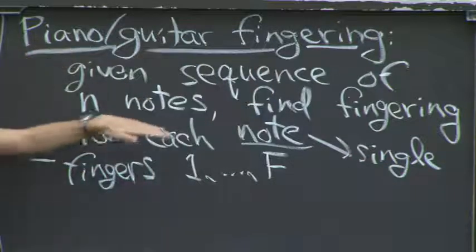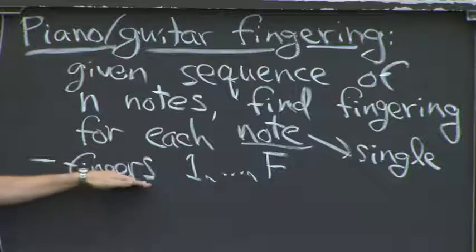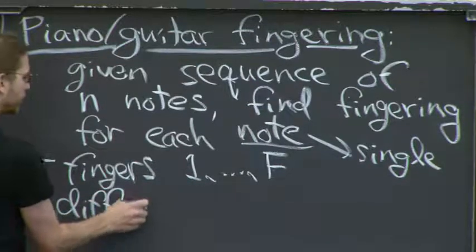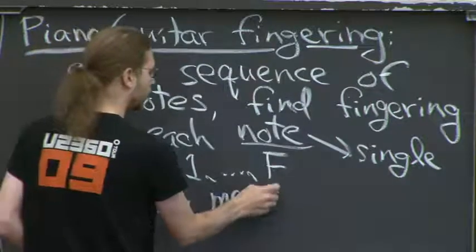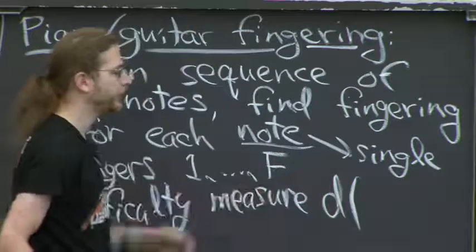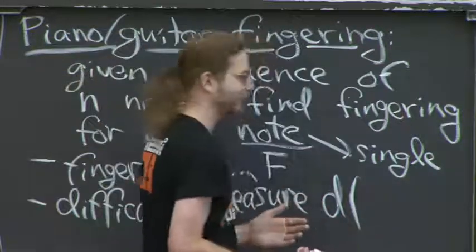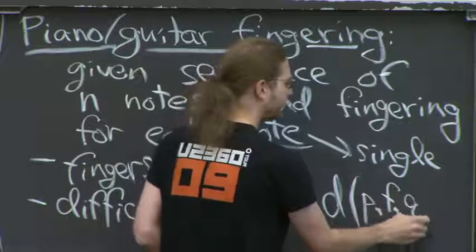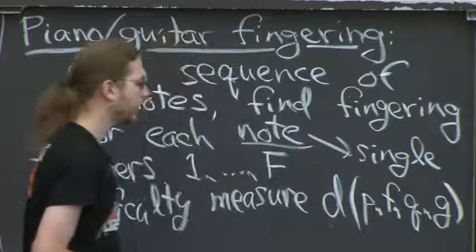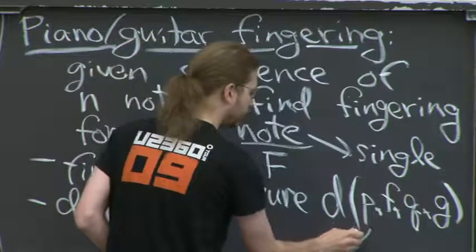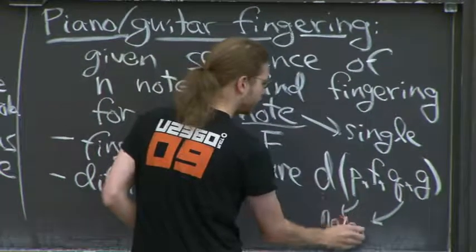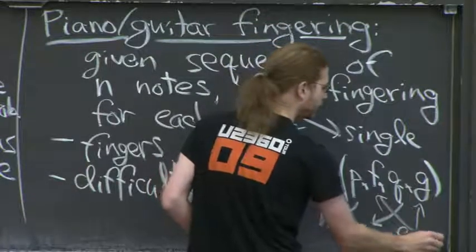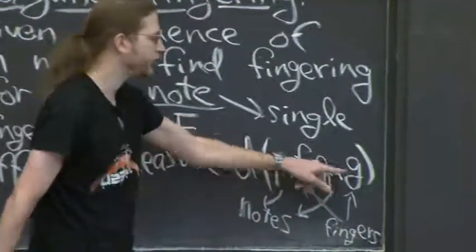Or you can think of guitar, single note, left hand playing things. You want to assign one of these fingers to each note, and then you have a difficulty measure, D, which you need to think about for a while, musically or anatomically, how to define. If we have some note P and we're on finger F and we want to transition to note Q using finger G, how hard is that? P and Q are notes to play, I guess P stands for pitch, and F and G are fingers. So this is how hard it is to transition from F on P to G on Q.